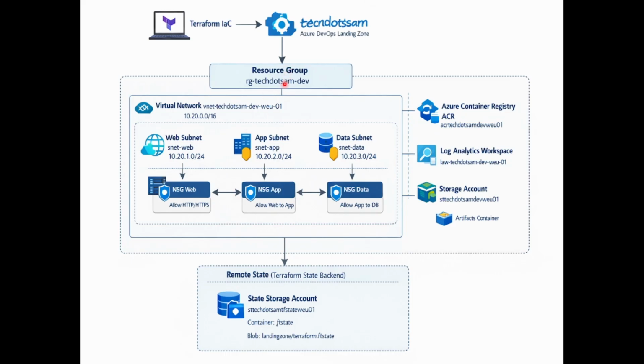We might set up one or two resource groups. We might have one virtual network. We have three subnets. We have three network security groups. We have one container registry, one log analytics workspace, and one storage account, maybe 2 to 3 containers. So in total, you might be having about 20 resources, and we're going to set that up using Terraform.